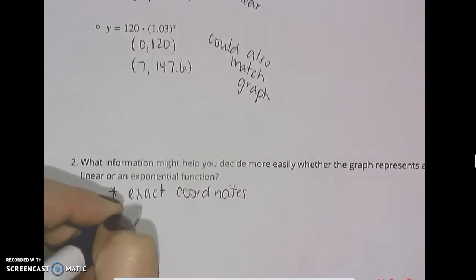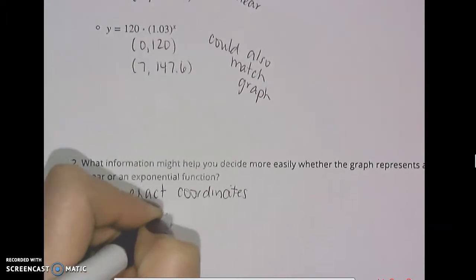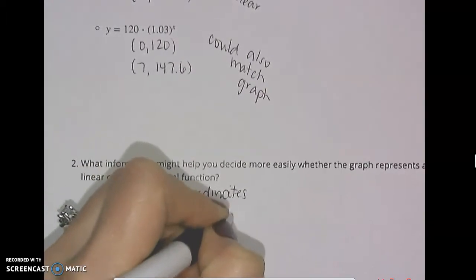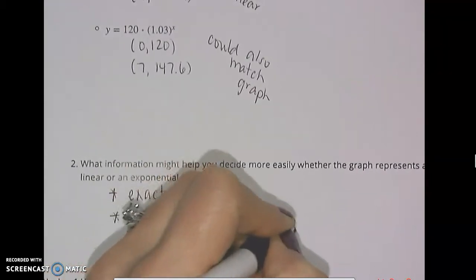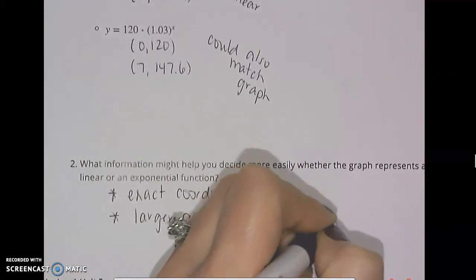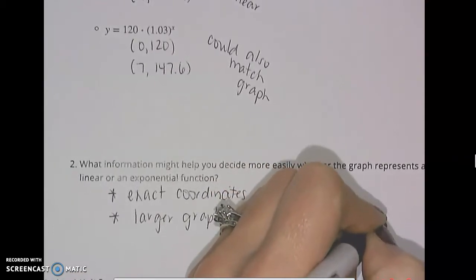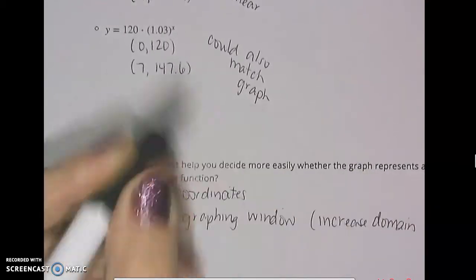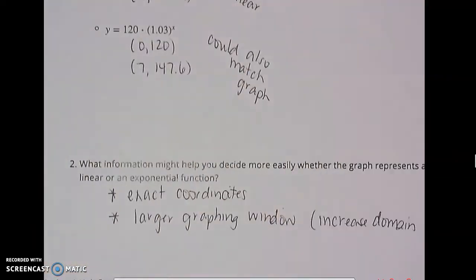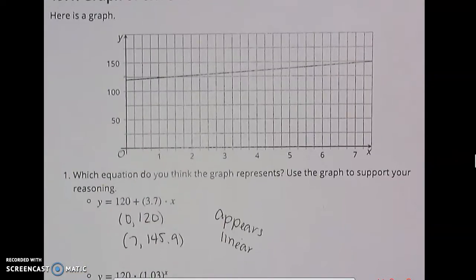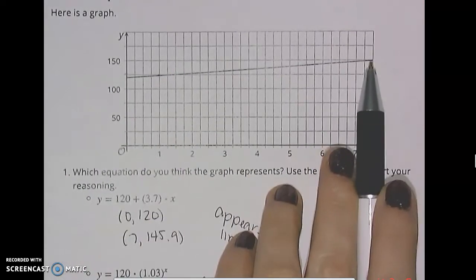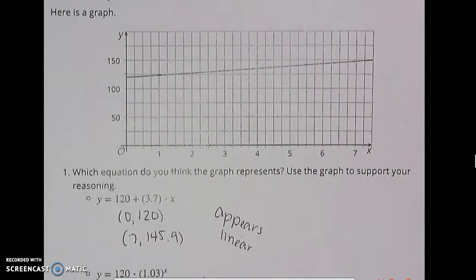Or we would want a larger graphing window. Mainly we would want to increase the domain. For sure. So if we increase this domain over here in the graph, sorry, I'm pointing at the graph that you can't even see. If we increase the domain over here, then it would show us what this does. Does it continue going linearly, or does it become an exponential function? So it just goes to show you that what you're looking at is important. Okay.